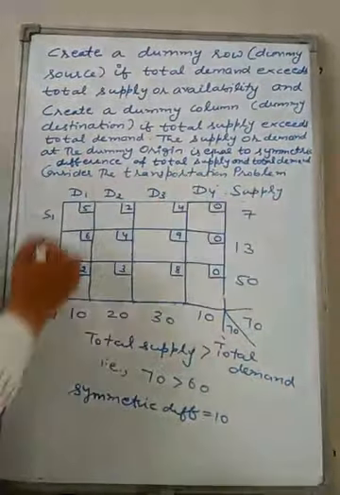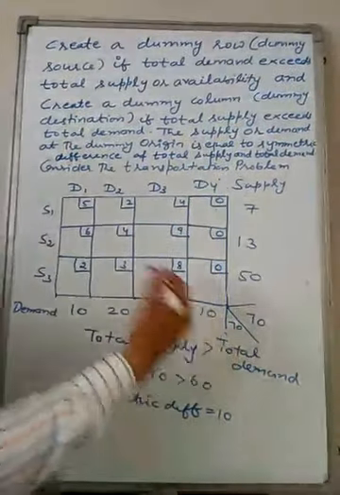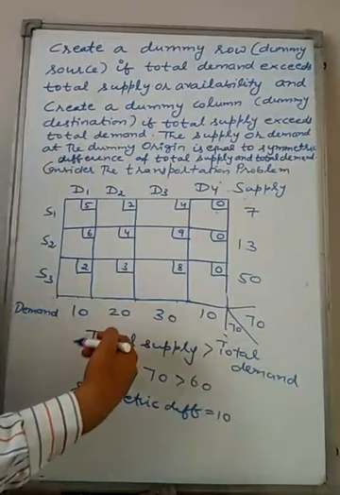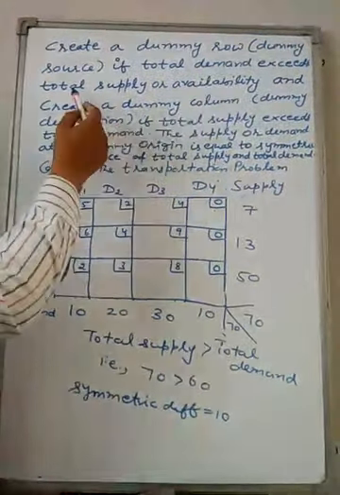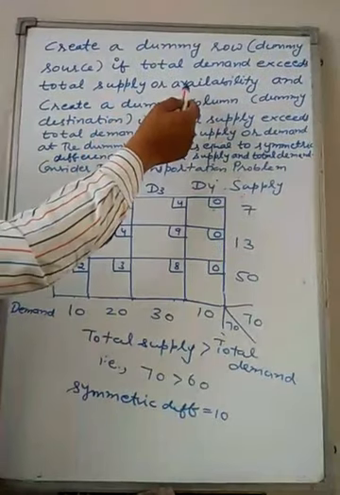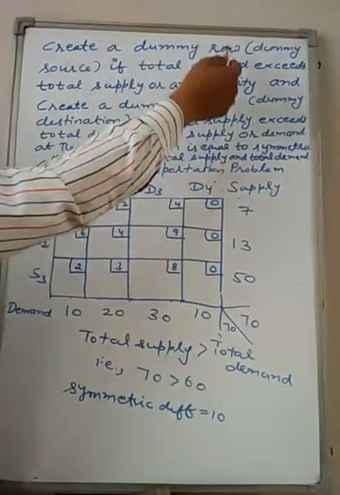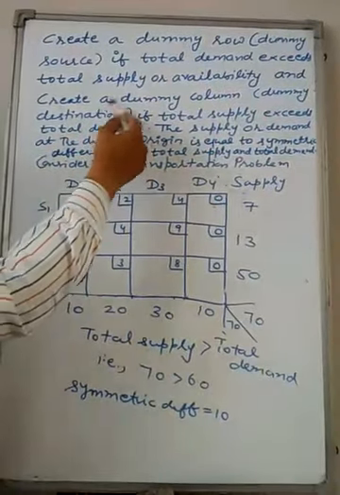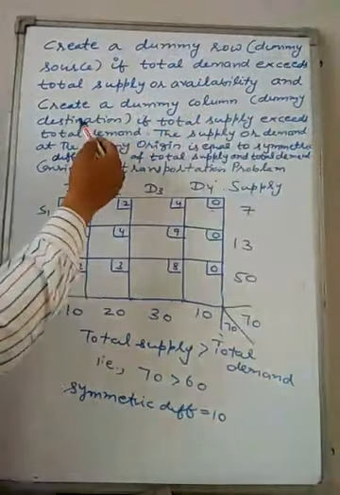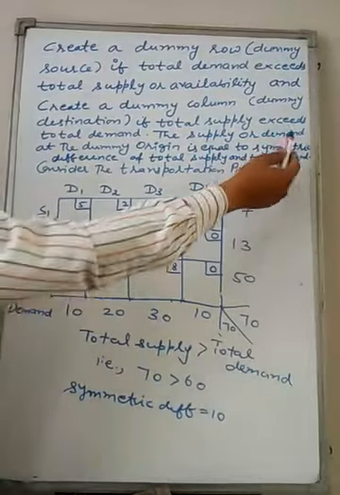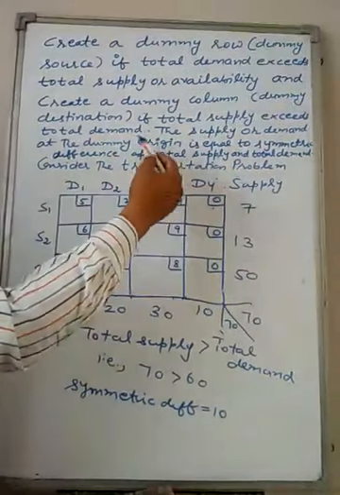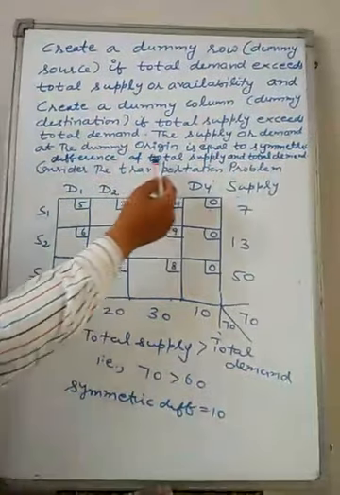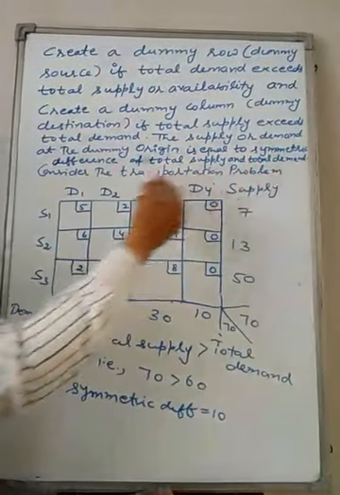This is how we change an unbalanced transportation problem to a balanced transportation problem. If total demand exceeds total supply or total availability, then we create a dummy row, and if total supply exceeds total demand, then we create a dummy column or dummy destination. And the supply or demand at the dummy origin, that is dummy source or dummy destination, is equal to the symmetric difference of total supply and total demand.